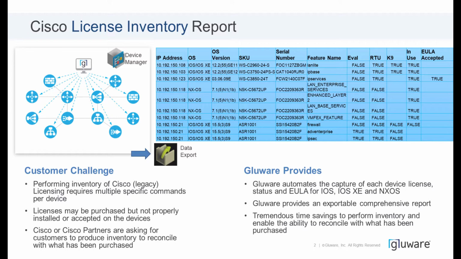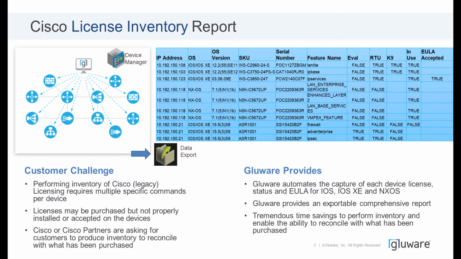The next feature we're going to take a look at is the Cisco License Inventory Report. This takes inventory one step further, into actually looking at the license inventory. The customers we're working with who have an install base of a lot of Cisco equipment are challenged by having to capture and understand the underlying licenses that they have. Cisco's changed licensing a few times over the years.